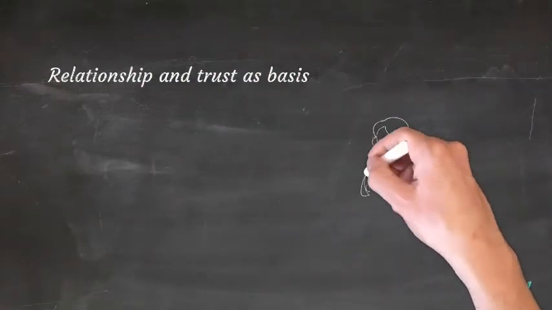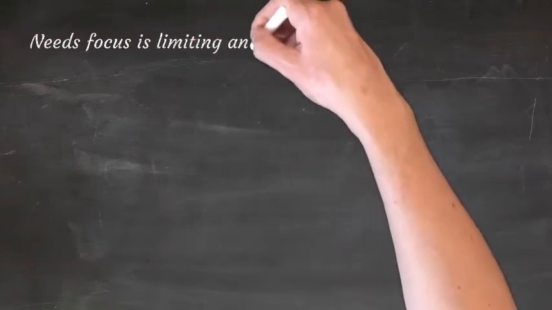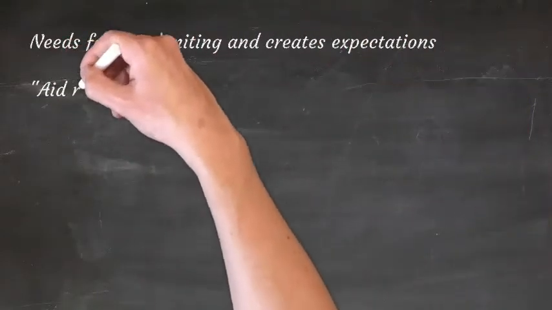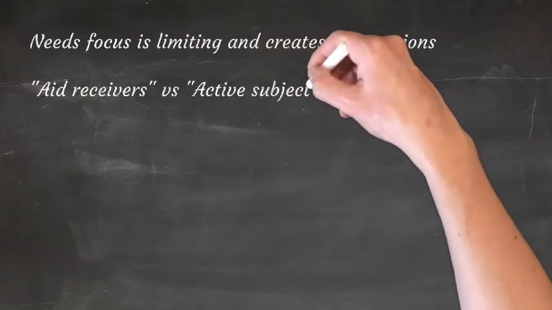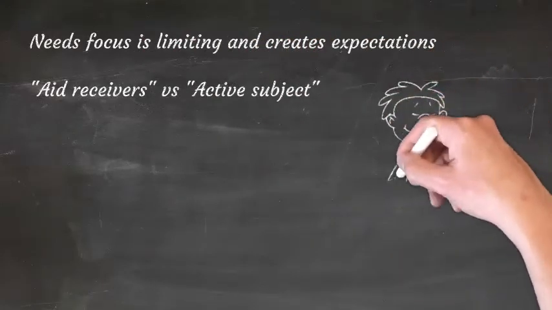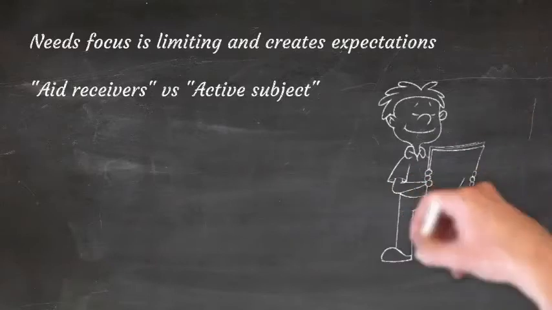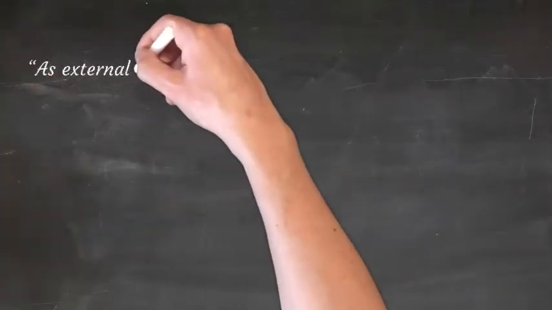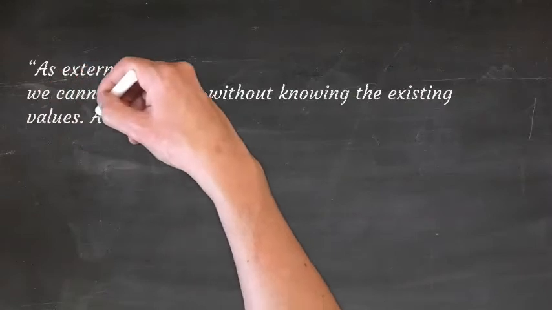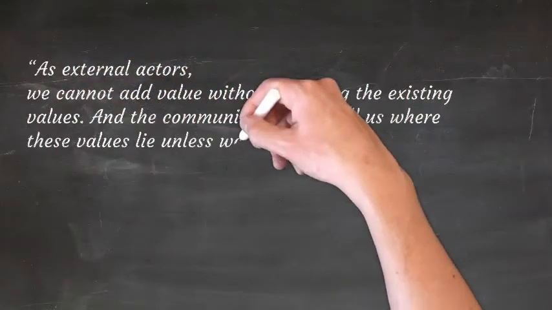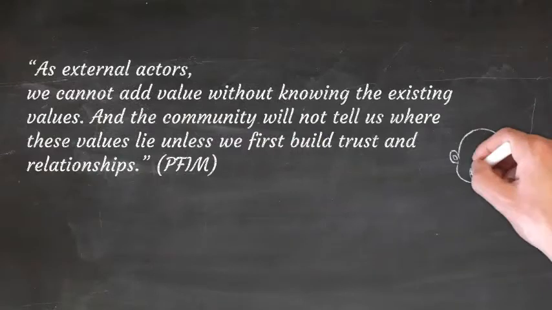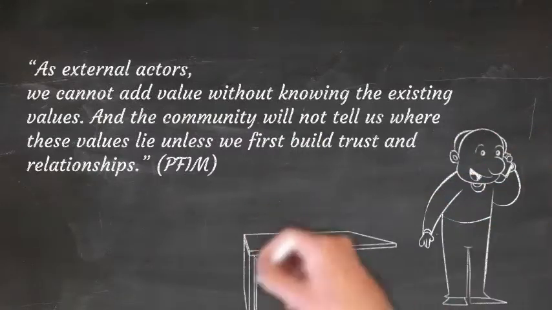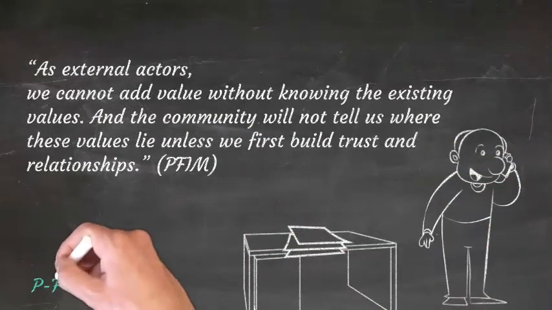For PIFM, building trust and relationship to the community is the fundamental starting point. It is criticized that often aid agencies only visit communities to quantify their needs. PIFM points out that this need focus is limiting and creating wrong expectations. The method tells us that as external actors, we cannot add value without knowing the existing values, and the community will not tell us where these values lie unless we first build trust and relationship.